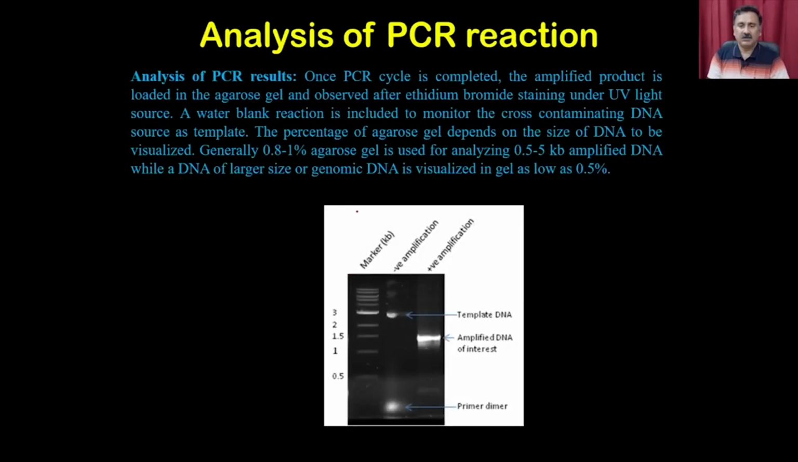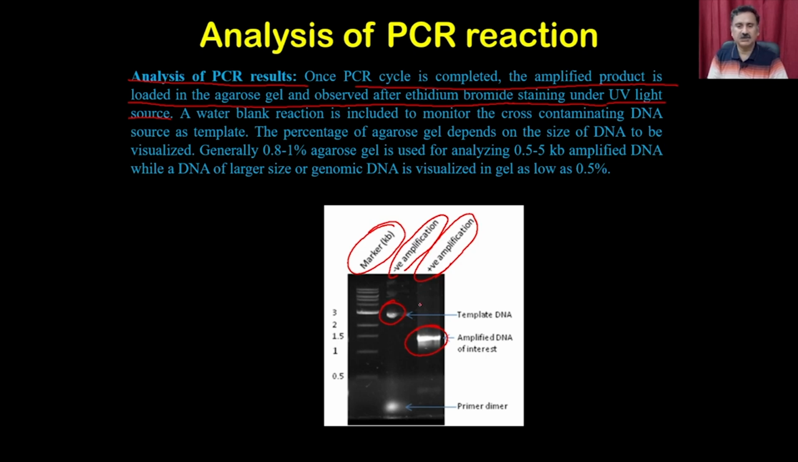Once you are done with the PCR, you are going to analyze it on an agarose gel. For analysis of the PCR, once the PCR cycle is completed, the amplified product is loaded onto the agarose gel and observed after ethidium bromide staining under UV light. What you see here is the 1 kb ladder. This is the negative amplification control, which only shows you the template DNA, and this is the positively amplified product, which gives you the amplified product. This amplified product is completely absent in the negative amplification.